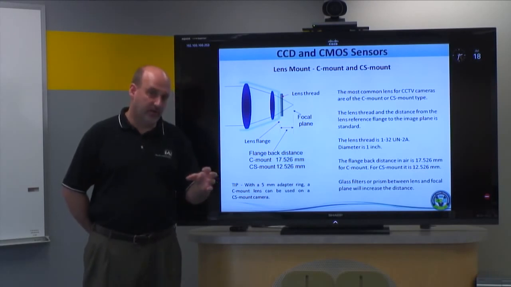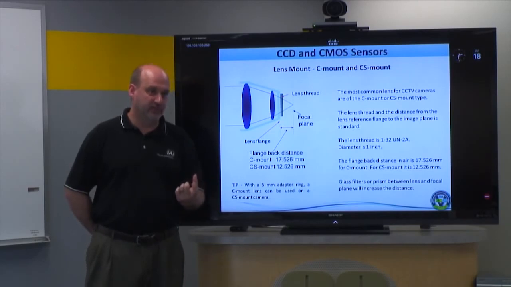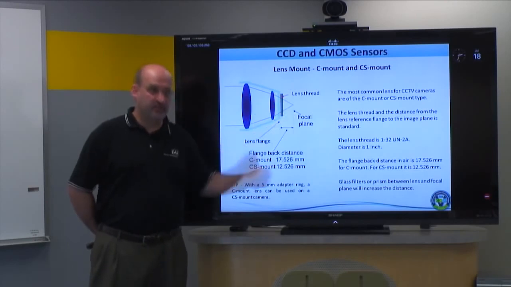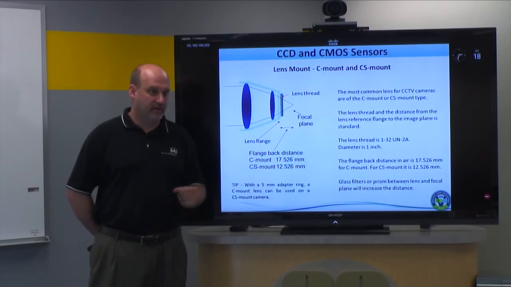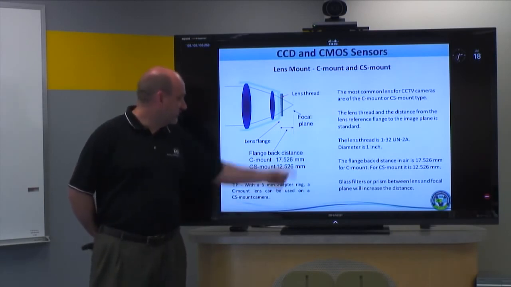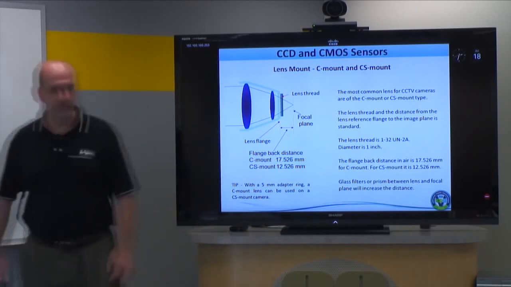17.526 ideal parameter, but that means, again, the effective distance is always 17.526. The physical distance may be longer if I put a piece of glass in there, because the glass slows down the light relative to the speed of light in air, and that causes the distance to lengthen slightly. But all the calculations would still be based on 17.526.